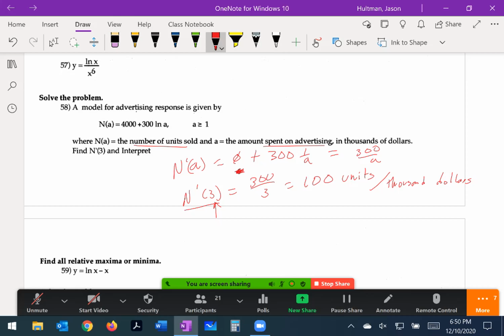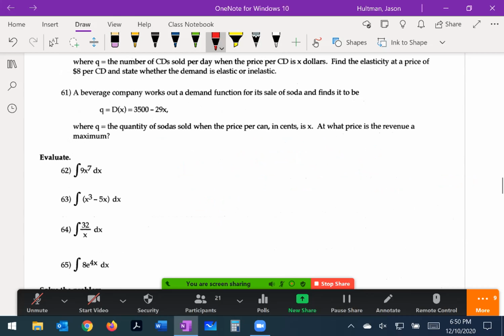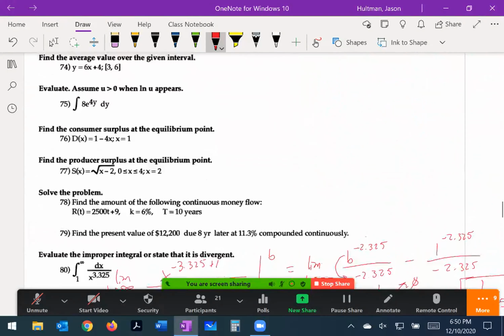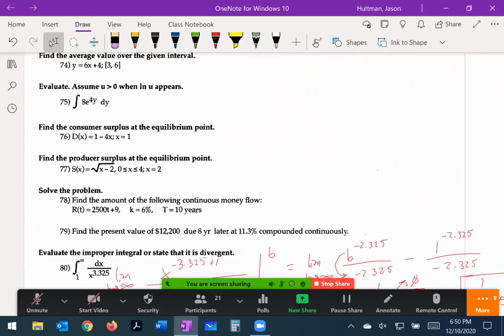Okay, next. 77. Find the producer surplus at the equilibrium point. I'm sure you all have this, but let me give it to you again if you don't. Where's my chat? There it is.